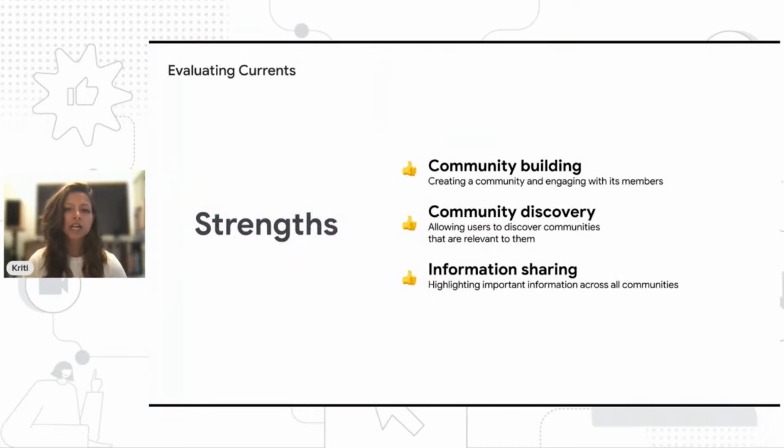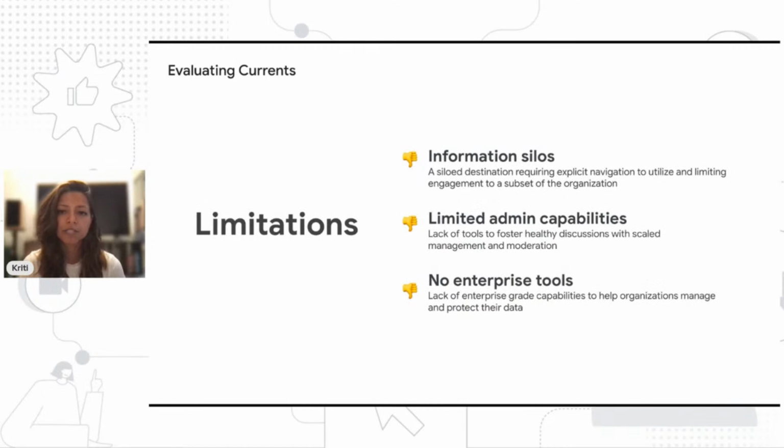So when we look at Currents, there are three areas where Currents does a good job. As a social platform, it has tools that allow for community building and also allows members to be able to engage with the content. Currents also does a good job of allowing users to discover communities that they're interested in or that are relevant to them. And it also highlights information that is being shared across communities and also makes it easy to share information at scale. But the tool has certain limitations.